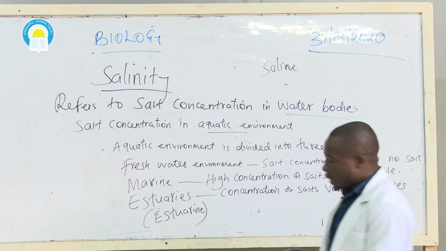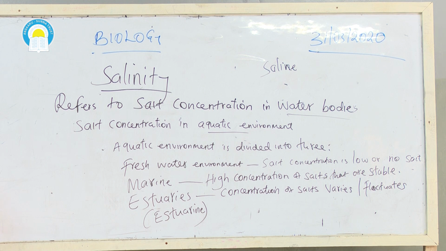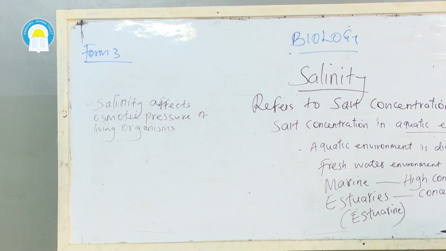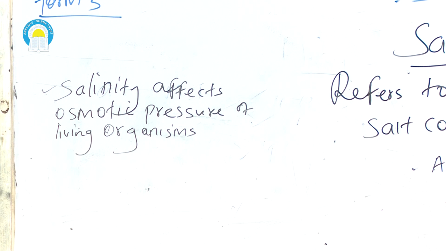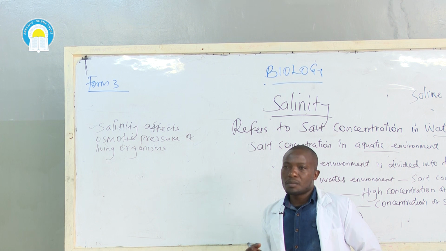Then, how does salinity affect the distribution of living organisms? Salinity affects the osmotic pressure of living organisms. We have the fresh water, the marine, and the estuaries. Either fresh, marine or estuaries, they tend to interfere with the osmotic pressure of living organisms in terms of their cells.